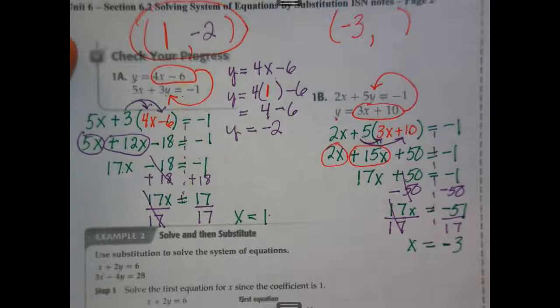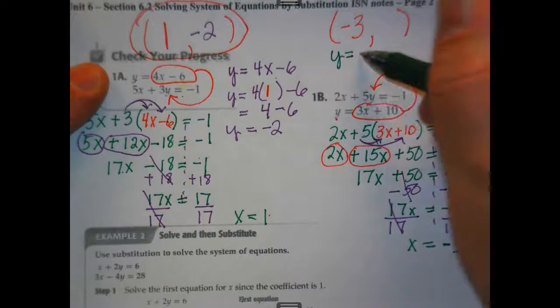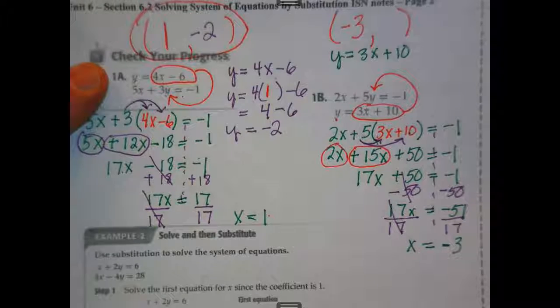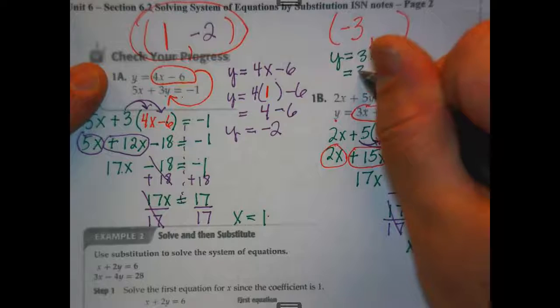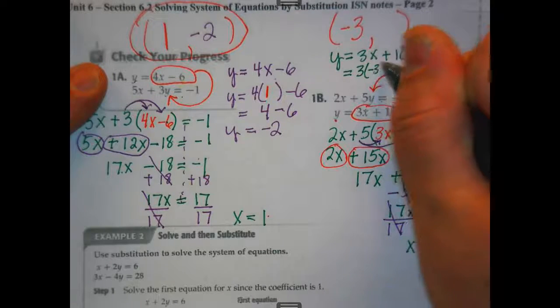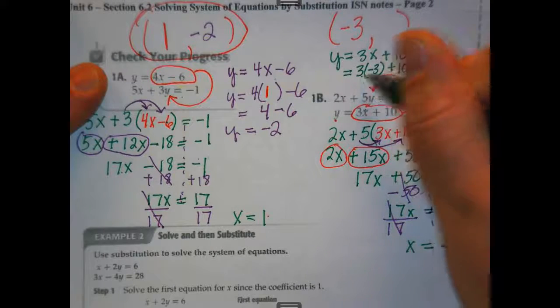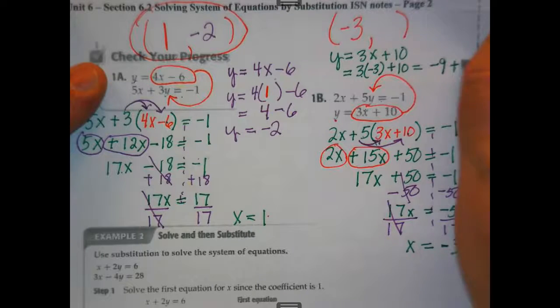Okay, pick an equation. I'm going to pick the bottom one. Y equals 3x plus 10. And I know that x equals -3. So 3 times -3 plus 10. 3 times -3 is -9 plus 10. It's going to give me +1.